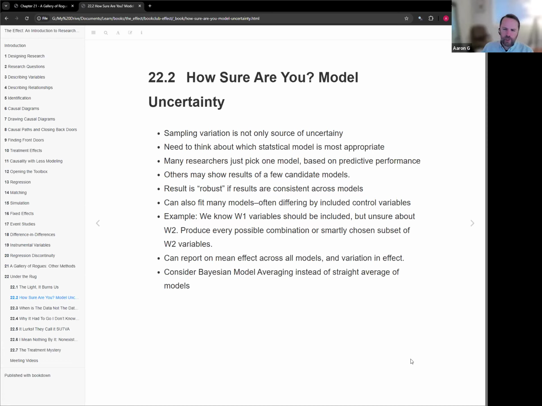Or there are other algorithms out there that you could sample from these combinations. If you have a lot of variables, this grows so quickly that it just becomes unfeasible to test every single possible combination. But let's say you end up with hundreds of models. You could report the mean effect across all of these models together, and then you get a variation across the models as well. So you have a standard error and mean based on using all these different models.